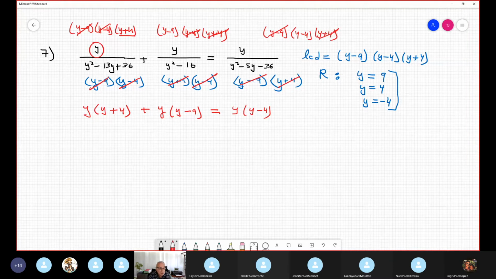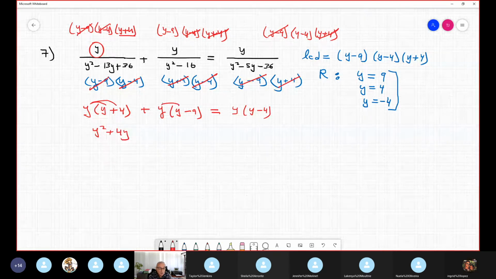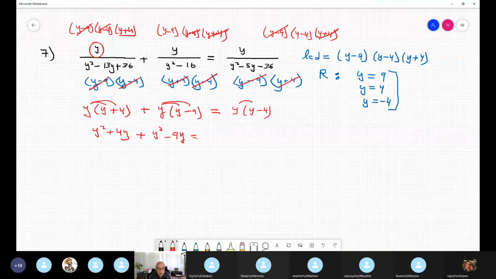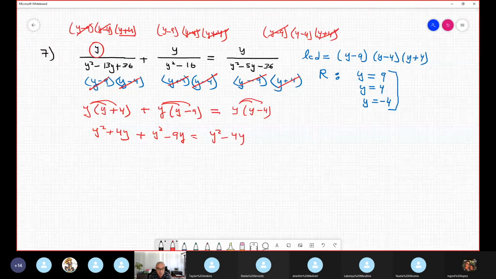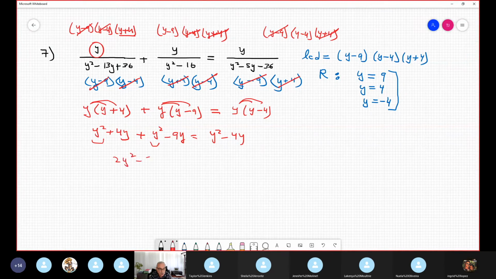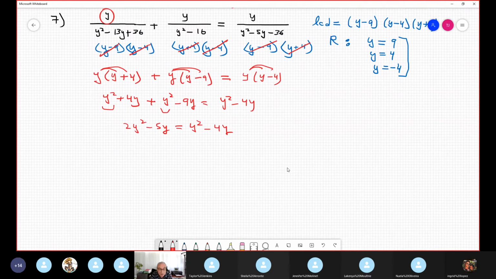Now the rest is distributing the property: y squared plus 4y plus y squared minus 9y, and here we have y squared minus 4y. We combine like terms: this and this together is 2y squared minus 5y, equal to y squared minus 4y. I realize at that moment that we have a quadratic equation. When you see exponent 2, it is quadratic, and the only way we have studied so far for solving this equation is putting it in standard form, so you move everything to the left.